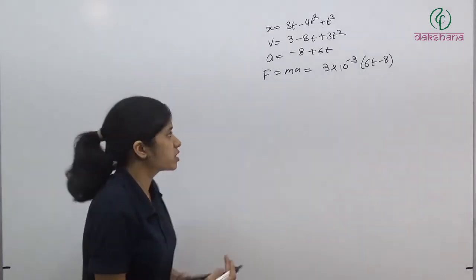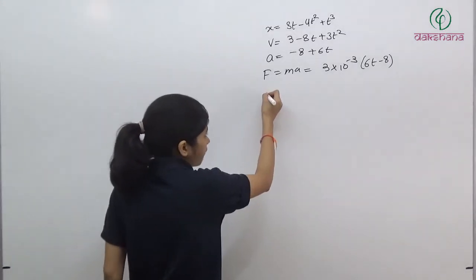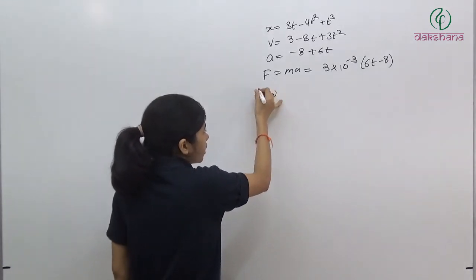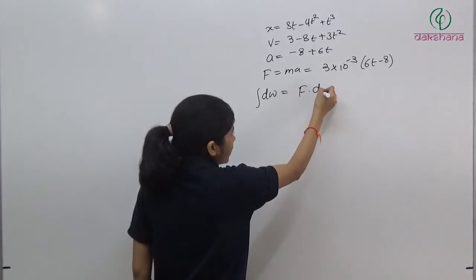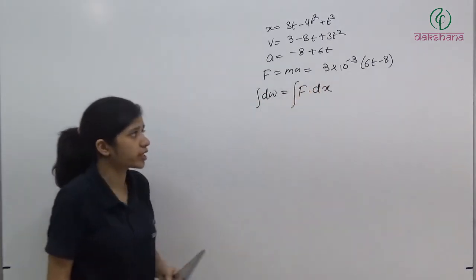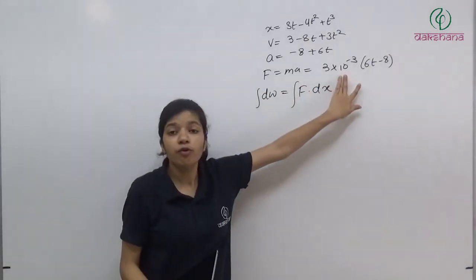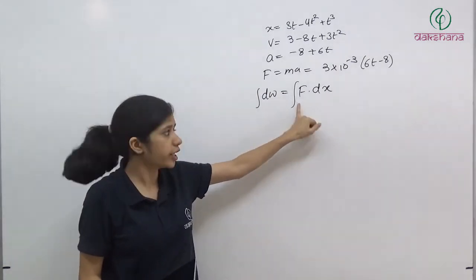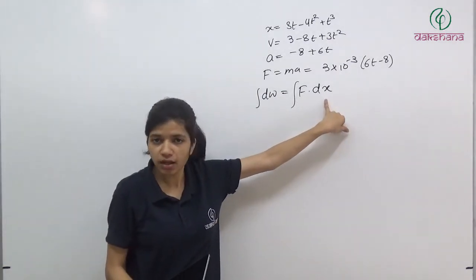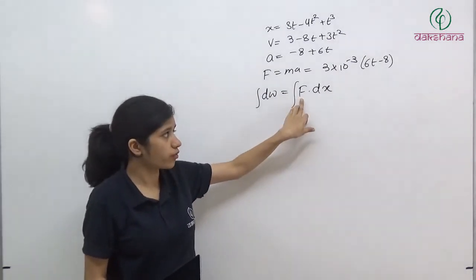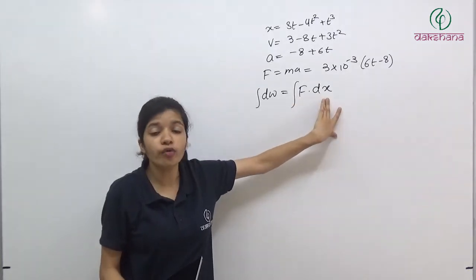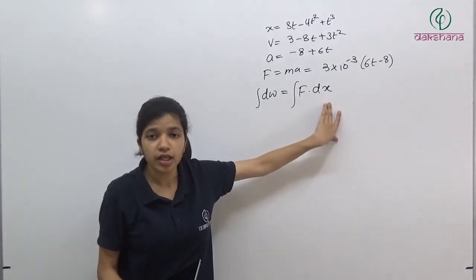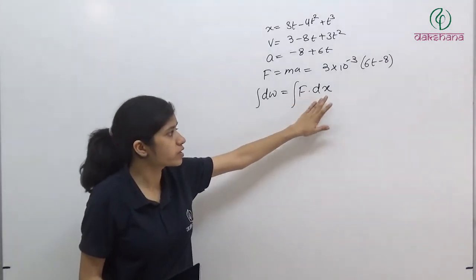So what must we do if we have a variable force? dW is equal to F dot dx. But now here we have force in terms of t, while it should be force in terms of x, then only you will be able to do dx. Clear? Now this is in terms of t and this is dx. How are we going to integrate it? So we have to first find out dx.